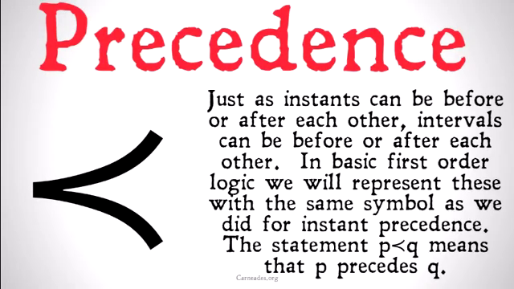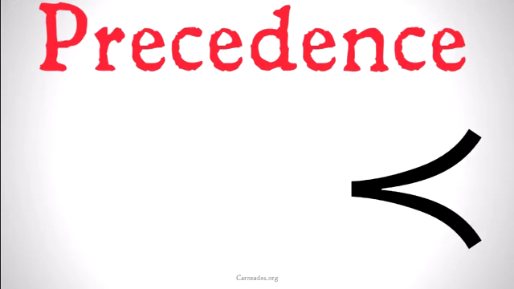So, hopefully you remember if you watched the series on temporal logic, there was a relation we talked about at the beginning called precedence. So, just as instants can be before or after each other, intervals can be before or after each other. In basic first-order logic, not getting into the Allen relations or the modal operators yet, we're going to represent these with the same symbol that we did for instant precedence. The statement P, this kind of curly greater than sign, Q, means that P precedes Q. If you want more information on precedence, check out the previous videos in the series on instant-based temporal logic.